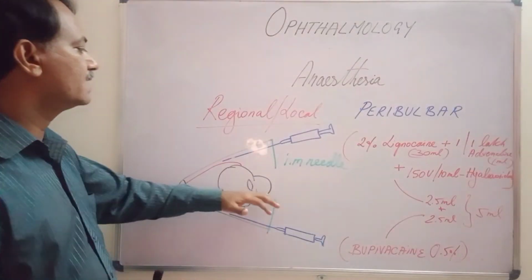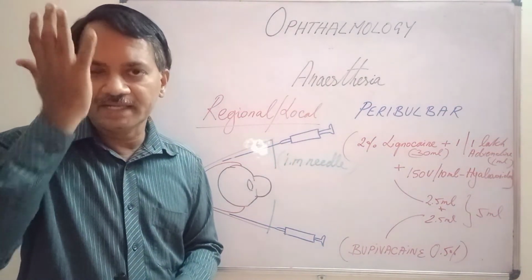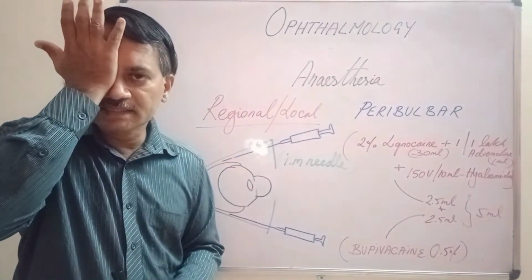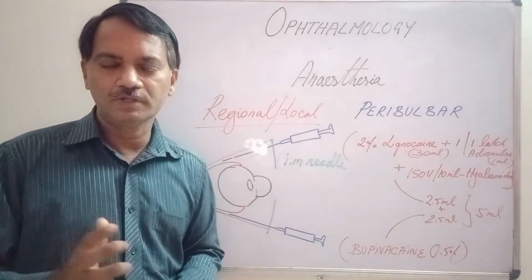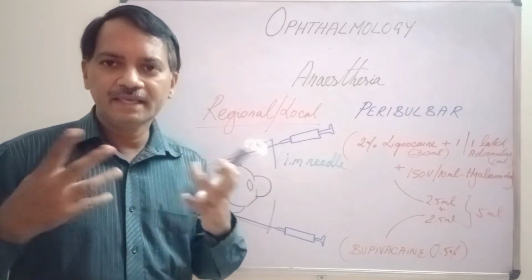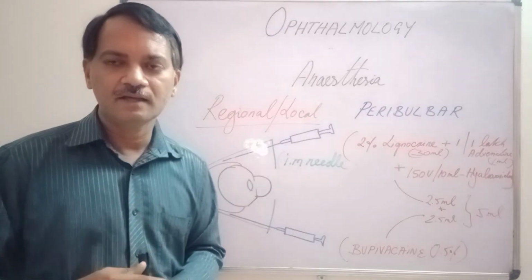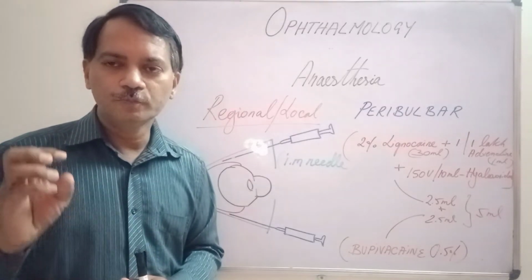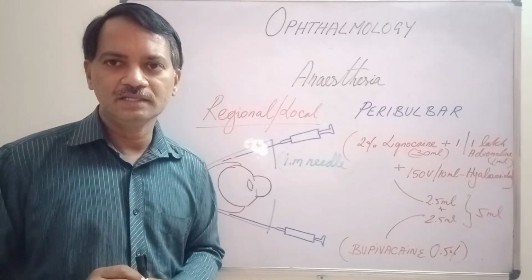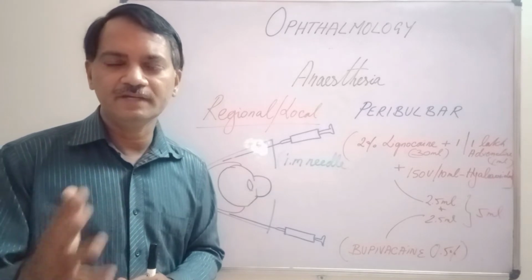After giving this anesthesia, you have to massage the eyes intermittently for 5 to 10 minutes. Massage the eye intermittently for 5 to 10 minutes to make the anesthetic agent spread faster and take its effect, and also to make the globe softer for doing a surgery. If the globe is very much tensed up, then surgery will be very, very difficult.